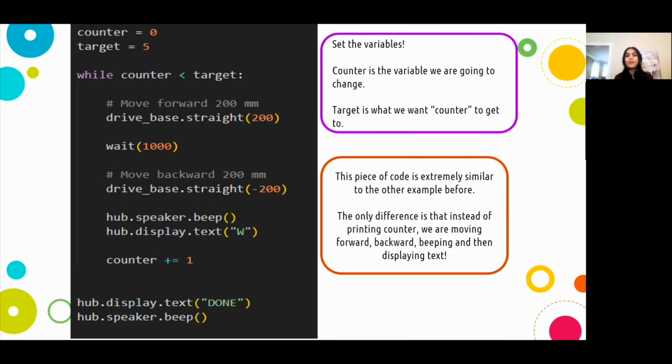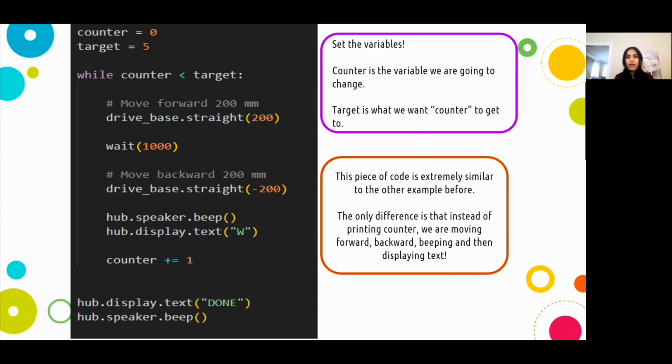In this example, we introduce 2 variables, counter and target. The counter is the value that changes each time the loop runs. The target is the value we eventually want the counter to reach. Our loop condition says, while counter is less than target. So the robot keeps repeating its actions as long as the statement remains true.